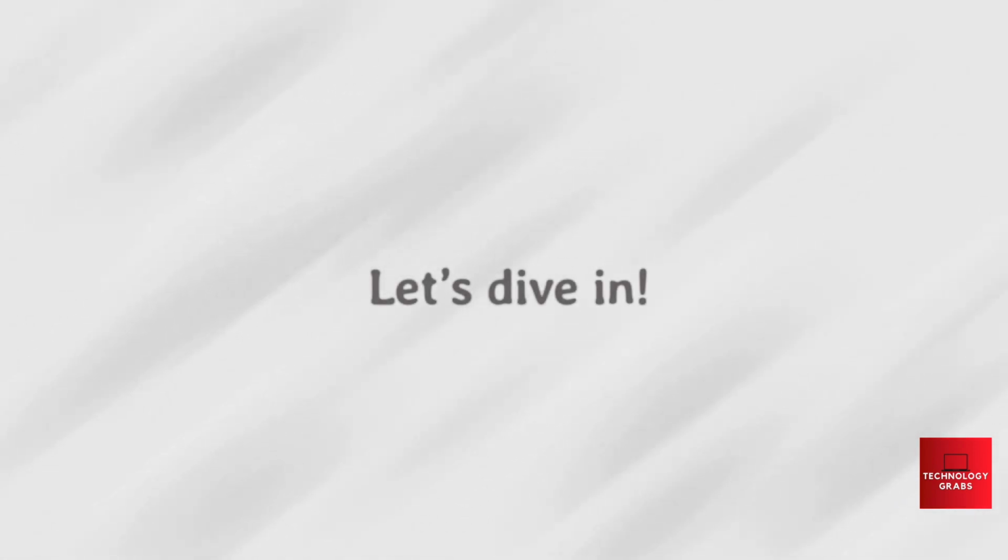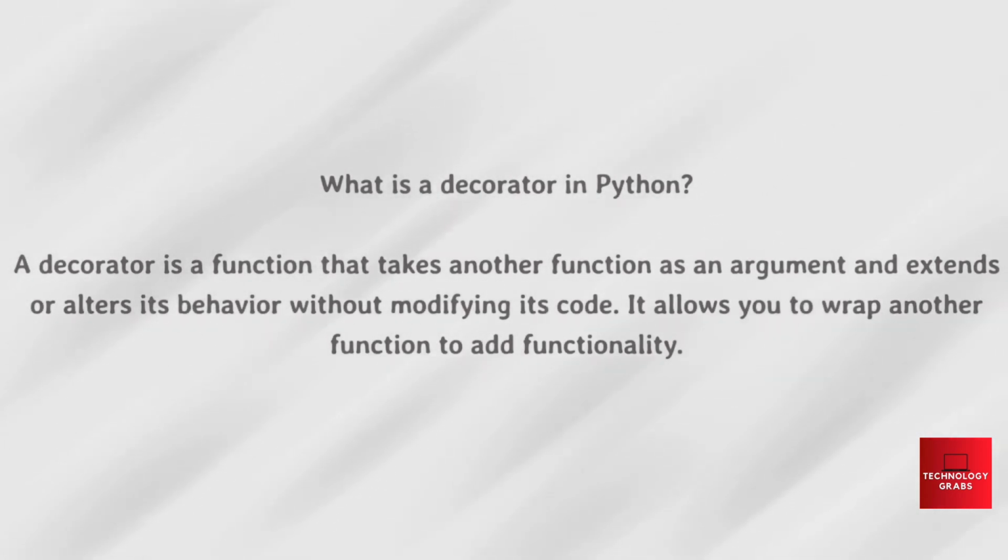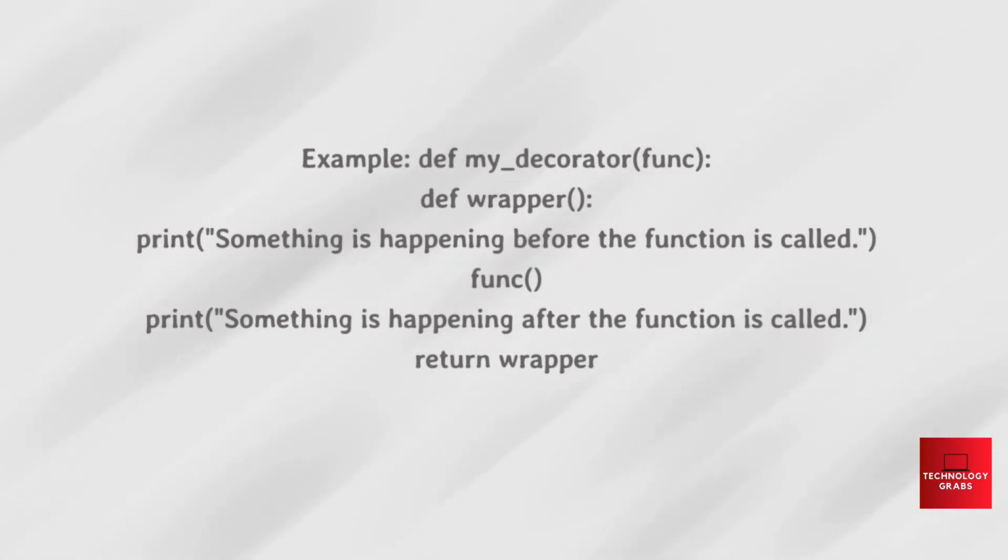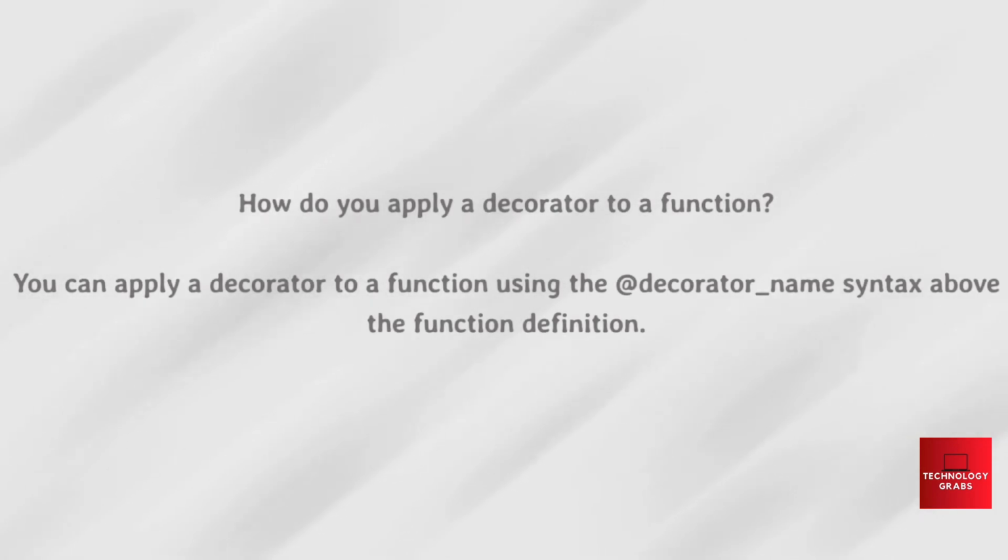Let's dive in. What is a decorator in Python? A decorator is a function that takes another function as an argument and extends or alters its behavior without modifying its code. It allows you to wrap another function to add functionality. How do you apply a decorator to a function? You can apply a decorator to a function using the @decorator_name syntax above the function definition.